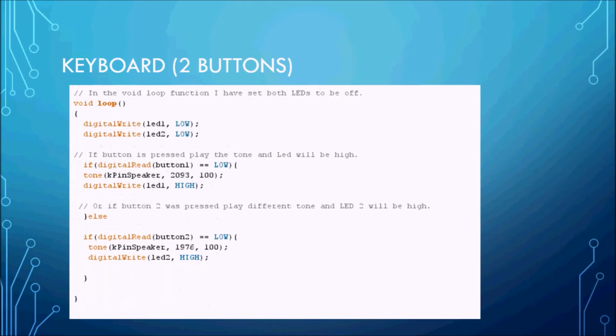When the code is loaded, both LEDs will be off, and if button 1 was pressed, sound would be produced with LED 1 high or on, or if button 2 was pressed, a different sound would be produced with LED 2 high. We will see this in a video.